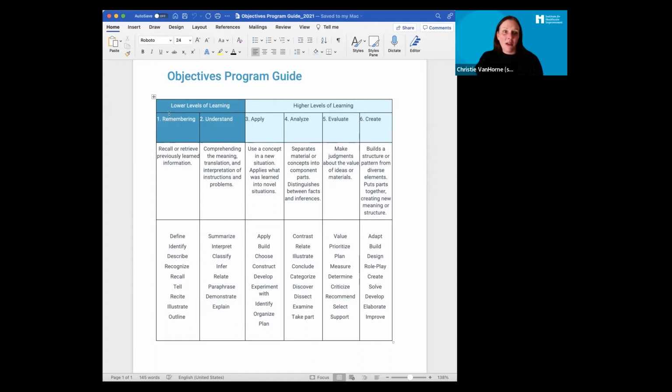So here we have a couple of the lower levels of learning, right? Where you're trying to recall or comprehend something. And these verbs are pretty basic. We want them to be able to define something, to summarize, relate, paraphrase. These would be appropriate verbs for these lower levels of learning.